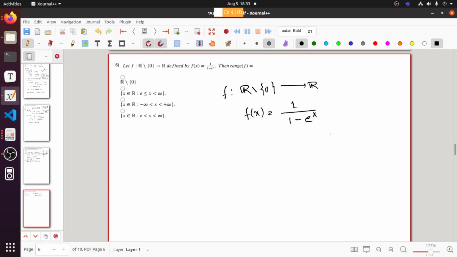You just have to draw the function, how it will look, then you can easily find the range. Just see what happens when x tends to 0 plus, because it is not defined there. Just find the limit as x tends to 0 plus of 1 by (1 minus e to the power x). As x tends to 0 plus, e to the power x goes to 1, right? And for x greater than 0, e to the power x is greater than 1. So 1 minus e to the power x is negative, right? So this will go to minus infinity, right?